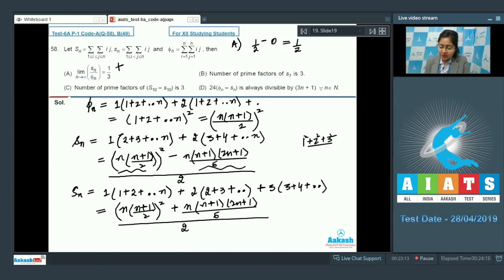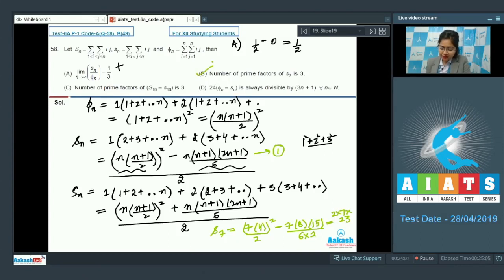Next, in option number B, we have to find the number of prime factors of S7. Now, to find the value of S7, let us put the value of n equal to 7 in equation 1. So S7 will be equal to 7 into 8 by 2, that is 4 whole square, minus 7 into 8 into 15 upon 6, and in the denominator we have 2. So solving this, we will get it equal to 2 into 7 into 23. So the number of prime factors is 3. So option number B is the correct answer.